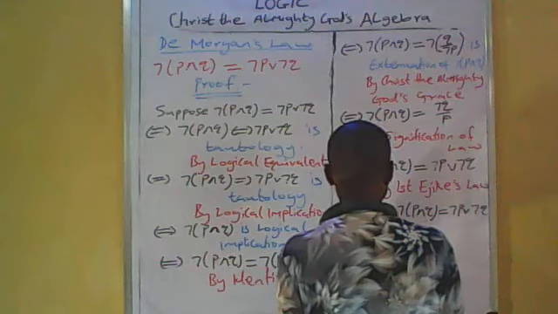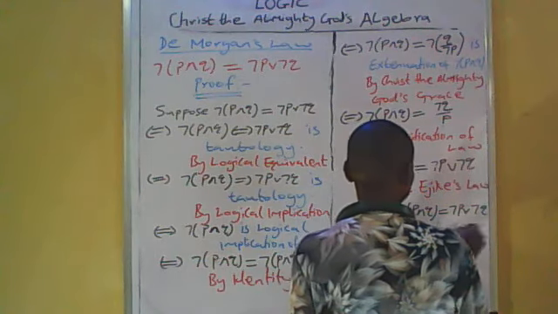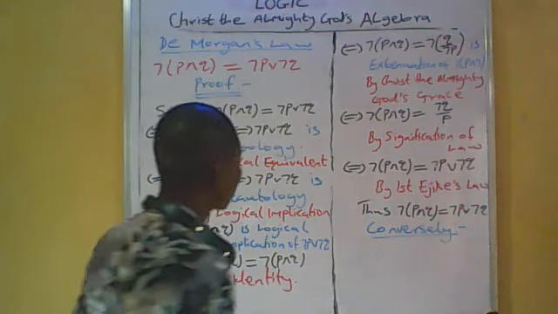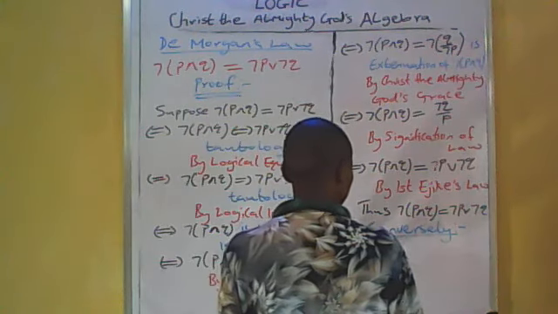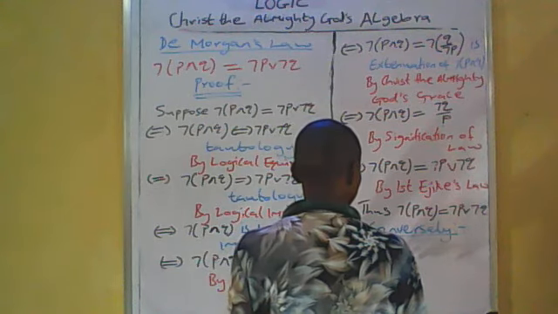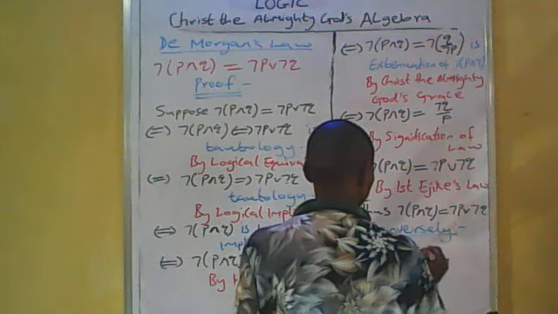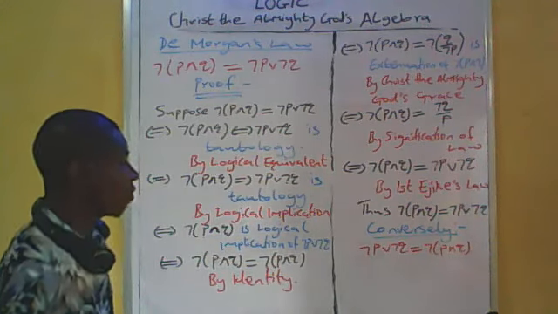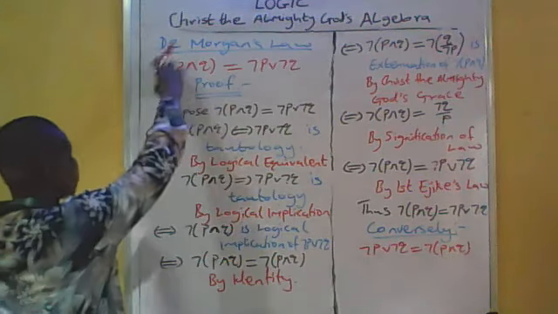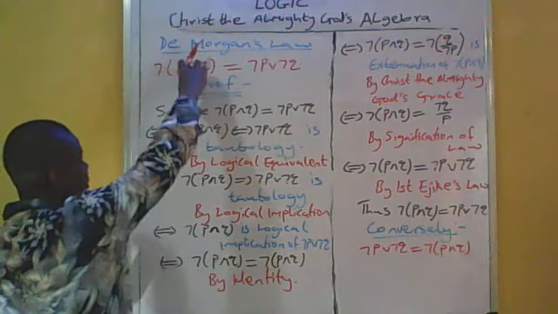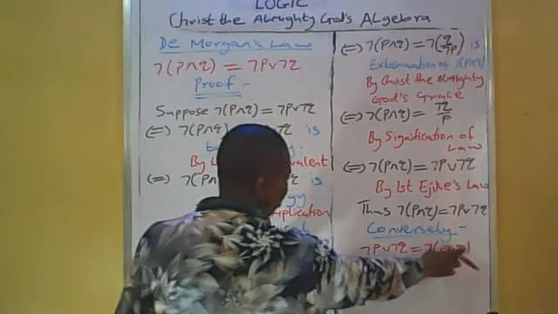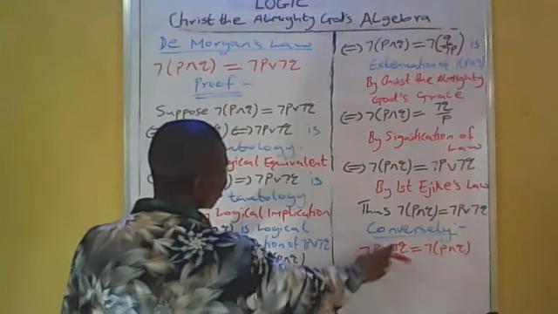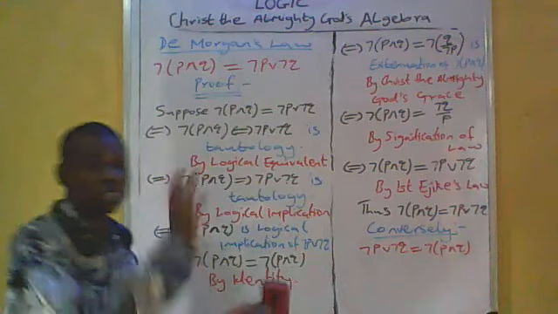So conversely, not P or not Q is equal to not bracket P and Q. We have now converted the statement. Here, not bracket P and Q is at the left side of the equation, but here it becomes the right side of the equation. Here, not P or not Q is at the right side of the equation, here it becomes the left side. So it is the converse.